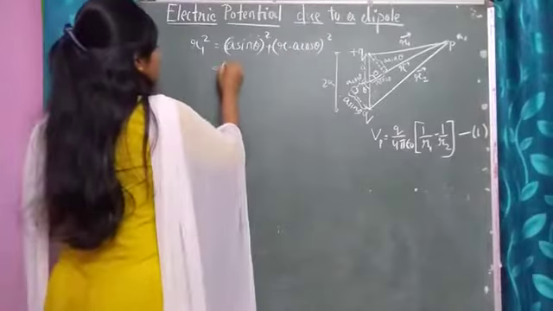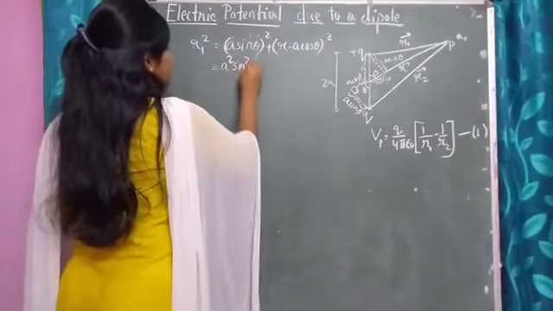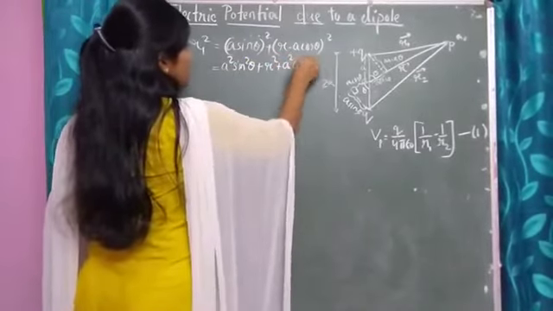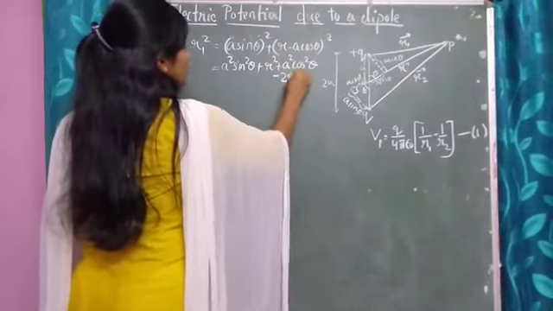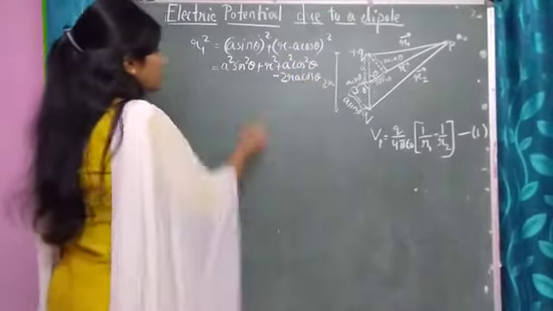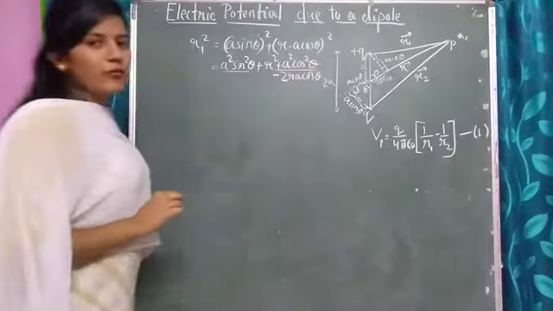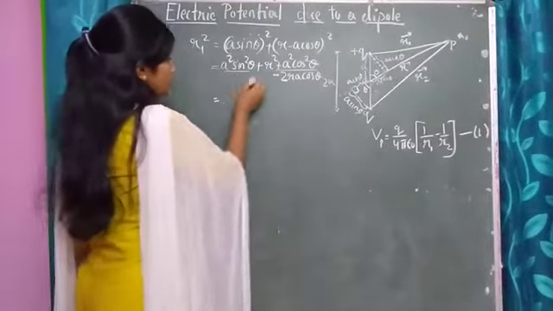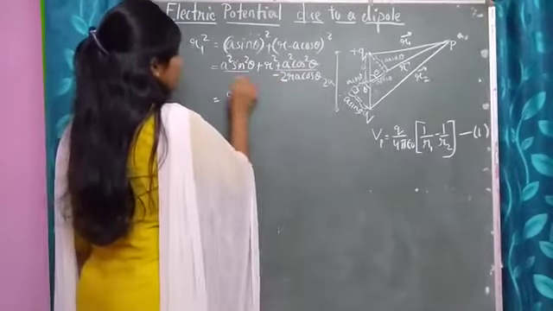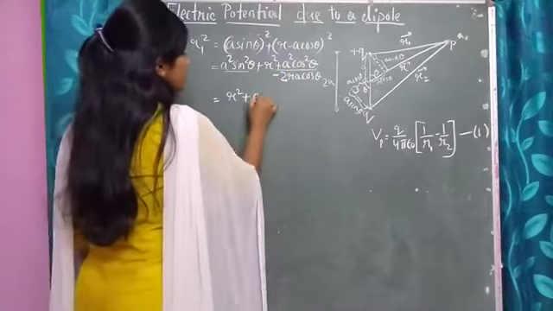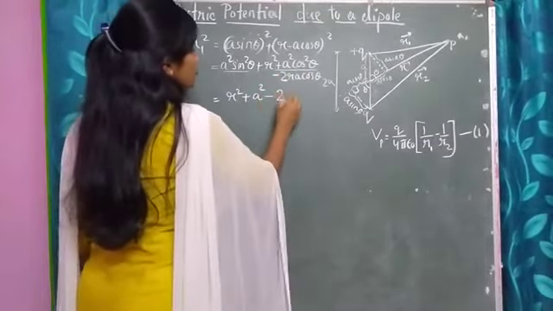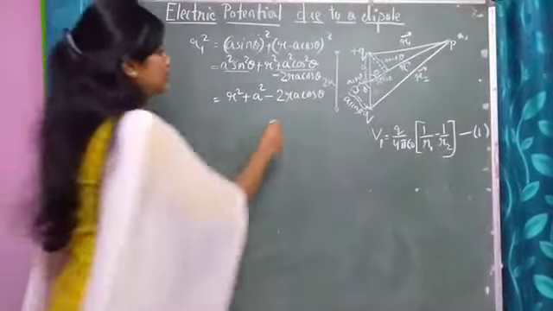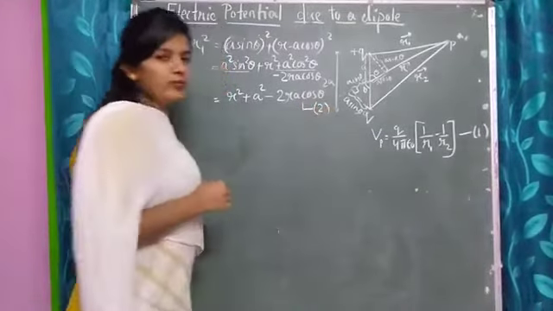Now let us solve this. This will be a square sin square theta plus r square plus a square cos square theta minus 2ra cos theta. Here let us combine: sin square theta plus cos square theta is equal to 1, so I will write a square. So r square plus a square minus 2ra cos theta. Let it be equation 2.